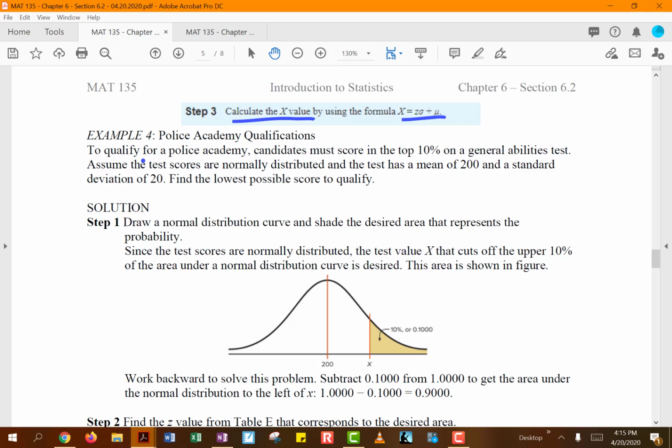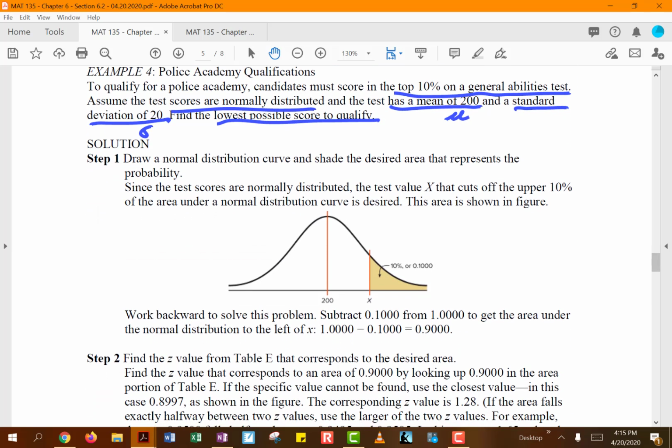Okay, so we're talking about police academy qualifications here. They're saying to qualify for a police academy, candidates must score in the top 10% on a general abilities test. So if candidates have a score which is going to be within this top 10%, they will be accepted. If they are anything below that, then of course they will not be accepted. So they're saying assume that the test scores are normally distributed. The test has a mean of 200, so that's our mu value. Standard deviation of 20, so that's sigma. And they're saying find the lowest possible score that would qualify the candidate to be accepted into the academy, right?